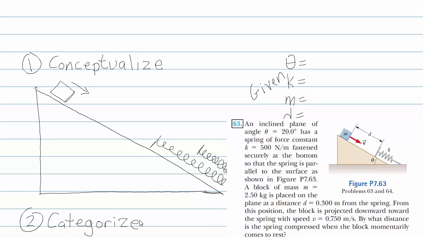Okay, now we're going to look at the problem in Serway and Jewett in Chapter 7. We're going to look at number 63 and number 64, which is basically the same problem. We're going to do them both at the same time.